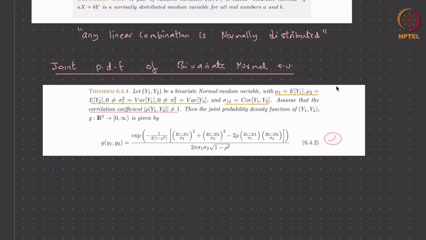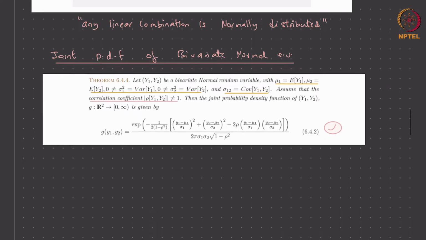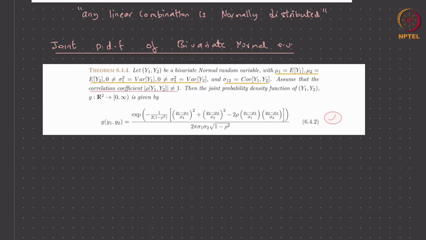It's kind of a hard result to show, and it's a long calculation, so I'll split it up into two lectures. The first lecture will be doing or assuming a key step to show the density, and then the next lecture will try to show that key step. But before that, let's try to understand the intuition of bivariate normal random variables.